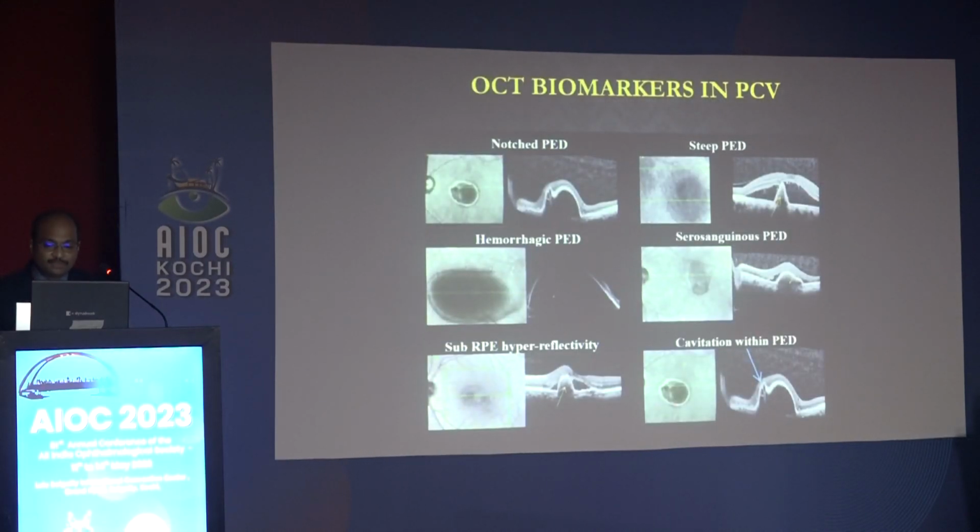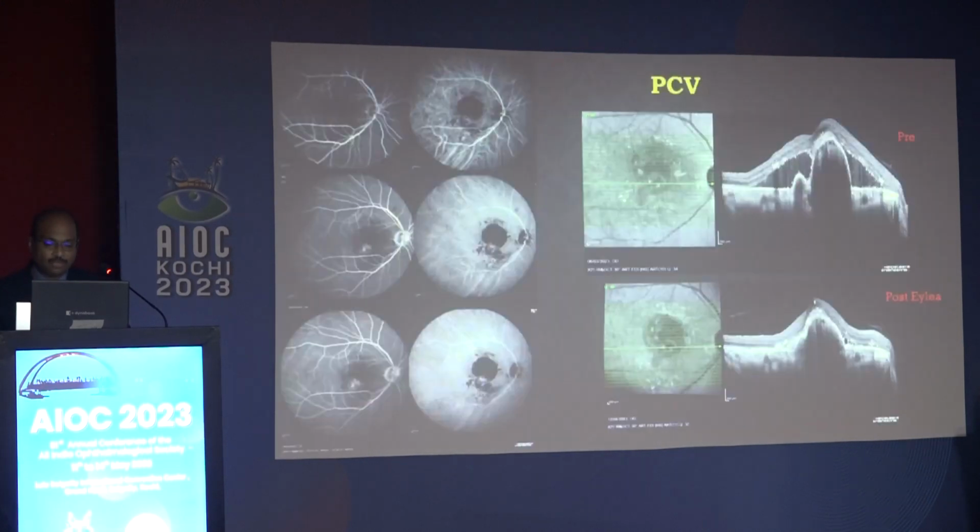So these are different types of PCV. Notched PED is a kind of sign. When you see that, you know that you're most probably dealing with PCV. This is because there's a polyp under that, probably pulling that PED down and creating a notch there. You have the steep PEDs, you have these hemorrhagic PEDs, the kind that I showed you earlier, serosanguinous, which means just a mix of both blood and serous fluid, and there's subretinal hyperreflectivity. You can get a cavitation, which is the cross-sectional lumen of a polyp right there. So all these are different OCT features of polypoidal choroidal vasculopathy.